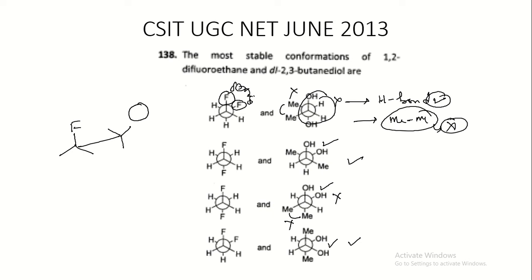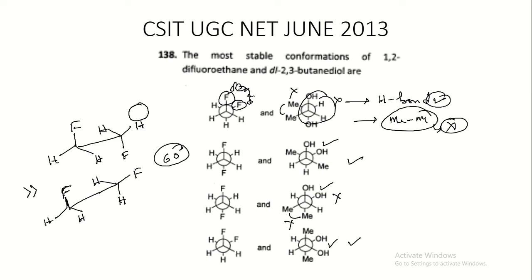So if I write this structure in this form, sorry, I have to write another structure to explain it. Okay, so here you can see that both the fluorines are 60 degrees apart. Here is one thing present: as the fluorine is very highly electronegative compared to carbon, this CF bond is very much polarized. Okay, so the sigma star orbital energy will be very much lower.